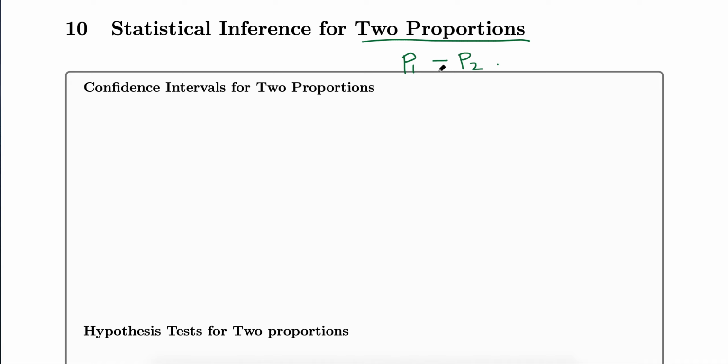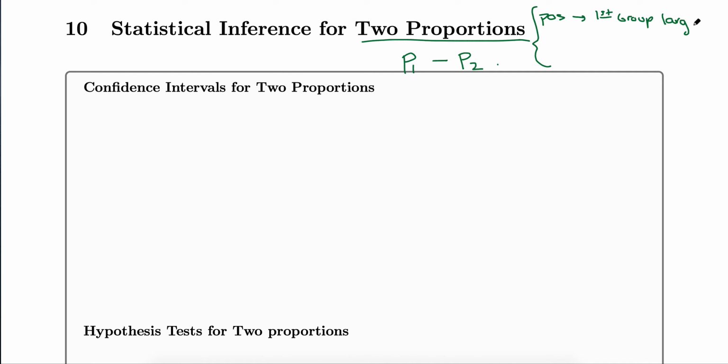Now I've written here the difference in proportions. This is informative to look at for a few different reasons. For example, suppose I calculate this difference and I get a positive number. If I get a positive number, then that's telling me the first group was bigger. I'm doing bigger minus smaller, I get a positive number, so the proportion for the first population is larger. First group larger.